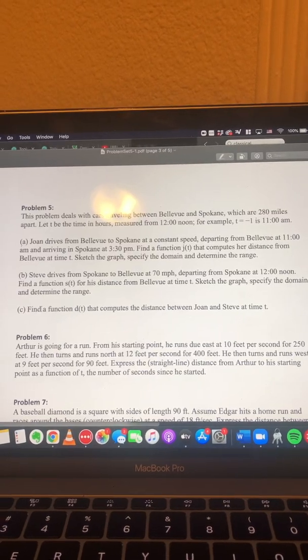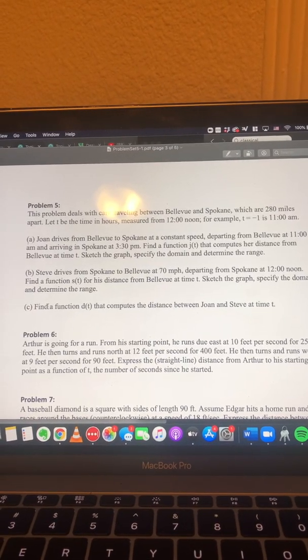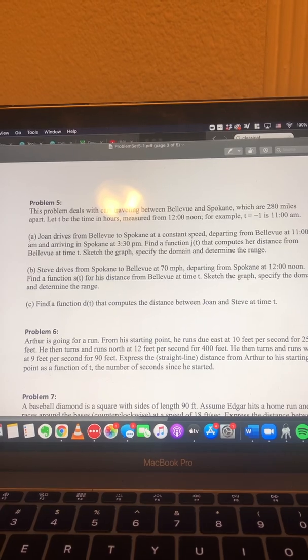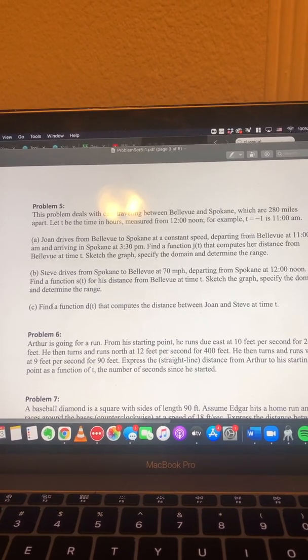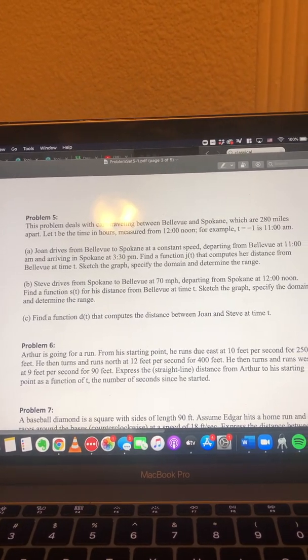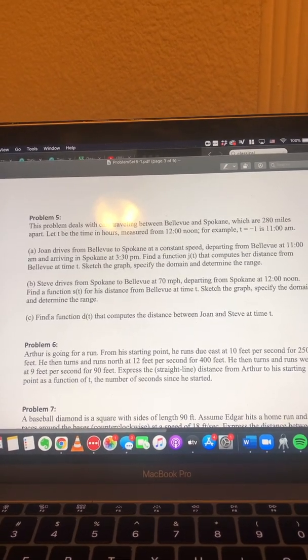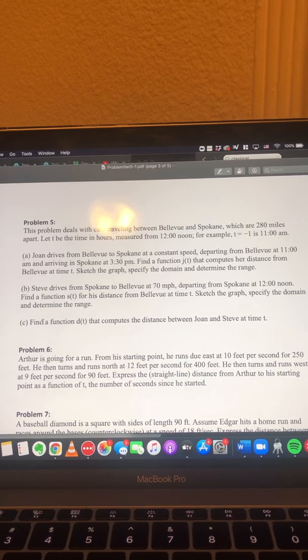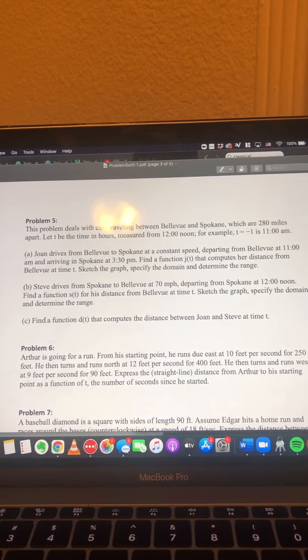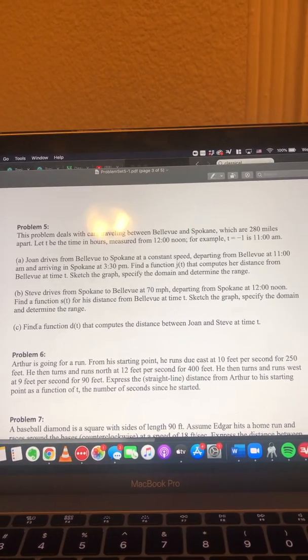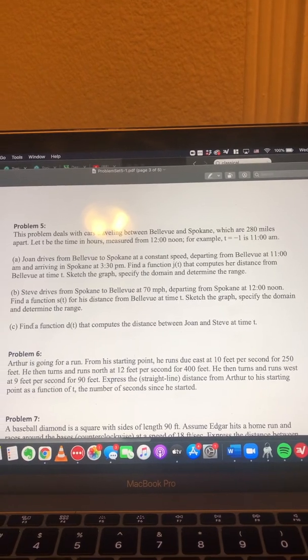Problem 5 describes Joan and Steve, who are driving from Bellevue to Spokane and Spokane to Bellevue. The distance between Bellevue and Spokane is 280 miles. T is going to be time in hours measured from noon, so t equals 0 is noon, and t equals -1 would be 11 a.m.